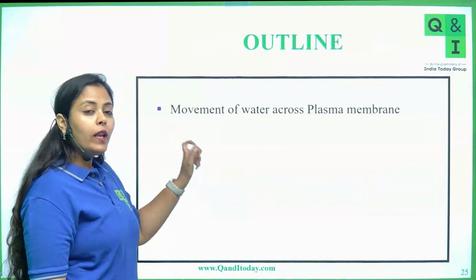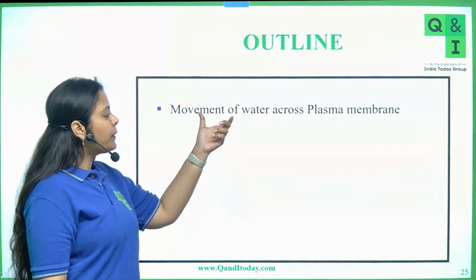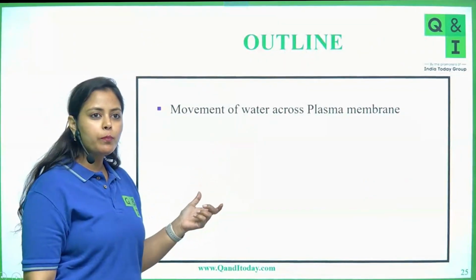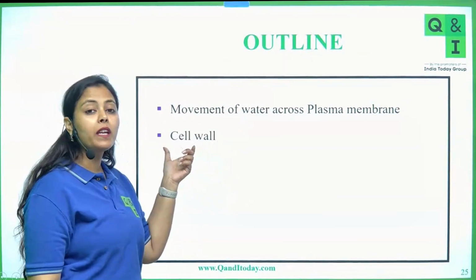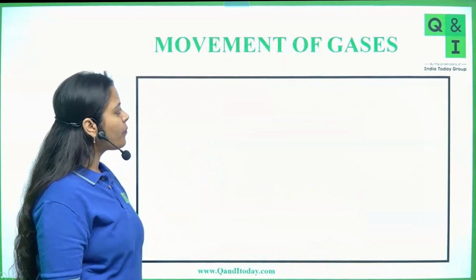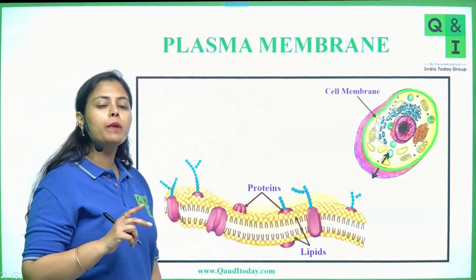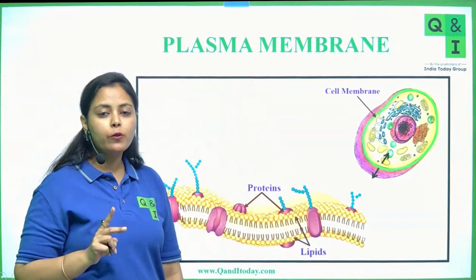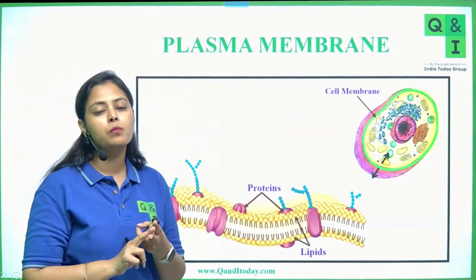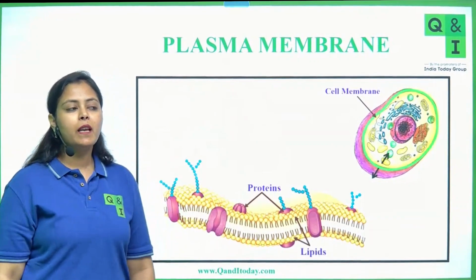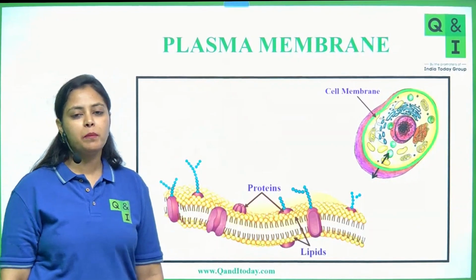So what are we going to cover in today's class? We would be talking about the movement of water across the plasma membrane, and also about the cell wall. Okay. Now, let's see the structure of plasma membrane. Can you tell me the names of 2 important molecules which make up the plasma membrane?